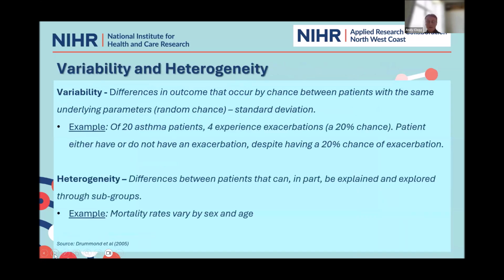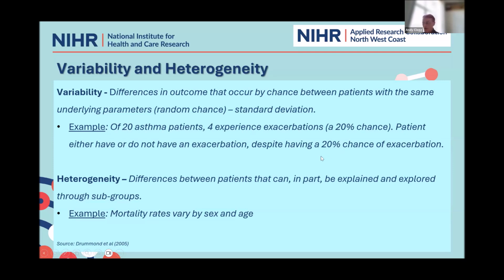Okay, I think Valerio, to a certain extent, you've probably explained this already in your previous slide associated with the variability and the heterogeneity. In the fact of what you've said and what you've just chatted with Will about, variability is differences that occur by chance, random chance, and tend to be captured by measures of that variability, such as standard deviation. So the example I had was 20 asthma patients experiencing exacerbations.